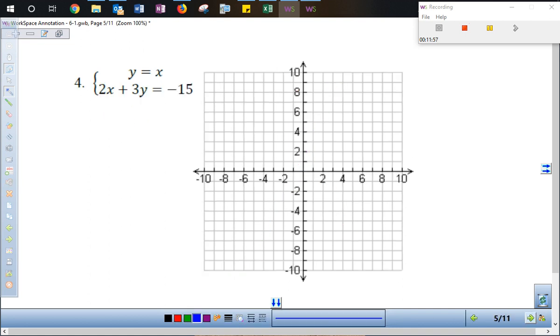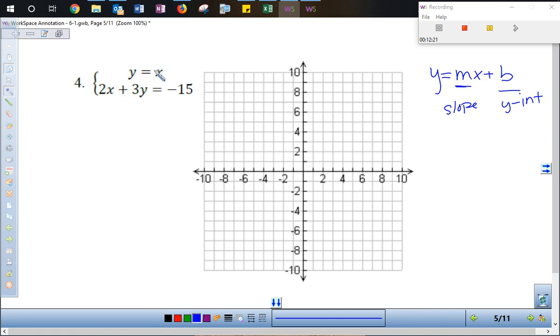On number 4, the first equation that we have is y equals x. Now a lot of people get a little nervous when they see this, but remember, it still has two variables. So that means it is an oblique line. So y equals x is still in the form of y equals mx plus b. M represents my slope, b represents my y-intercept. So the number in front of the x is my slope.